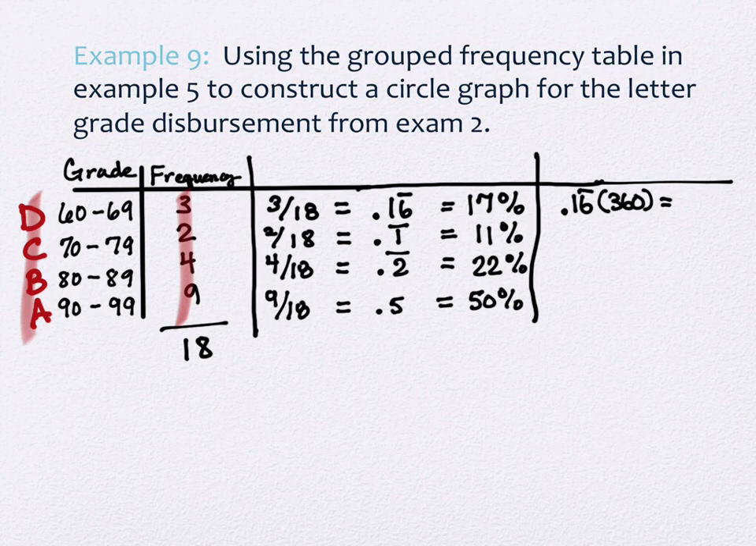Okay, 59.9 repeating, which would be what? 60. It's 60. This is 60 degrees, and that's correct. What happens if you do your 0.1 repeating times 360? We're going to do a whole number of degrees. If we do need to round, it's going to be a whole number.